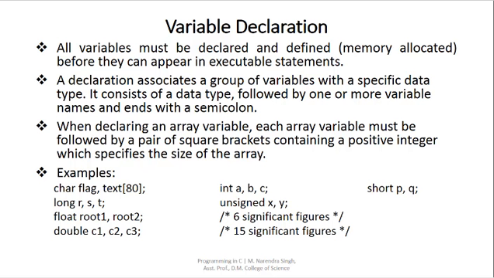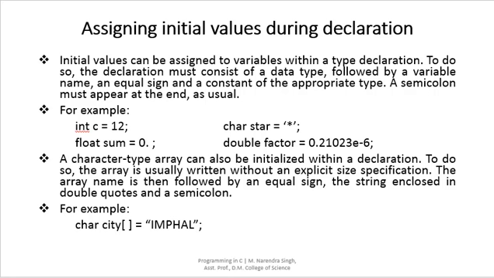The next declaration is float root1, root2. Here the variables root1 and root2 are floating point data types having 6 digits after the decimal point. The next declaration is double C1, C2, C3. Here the variables C1, C2 and C3 will be double floating point data type having 15 digits after the decimal point.